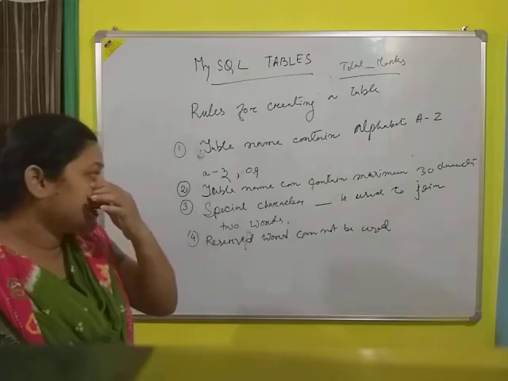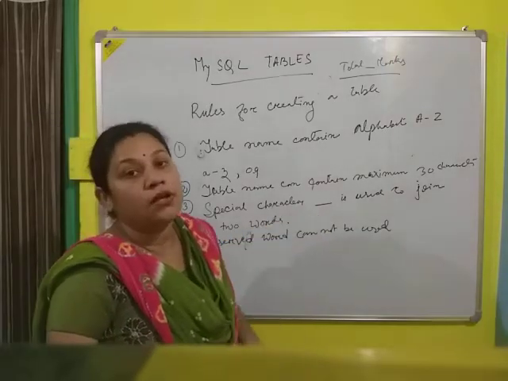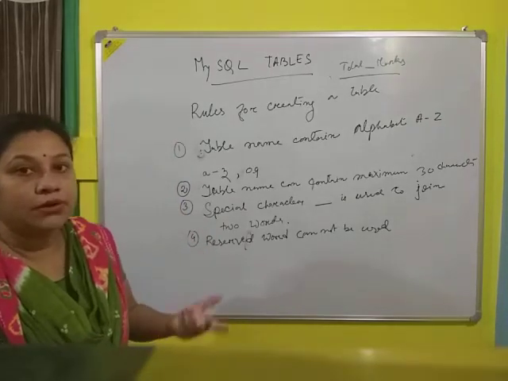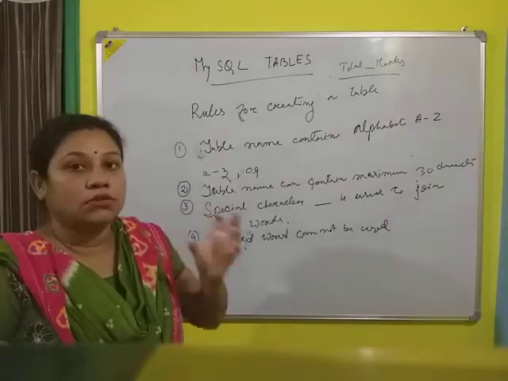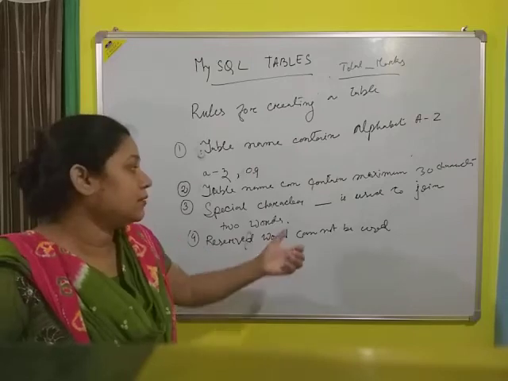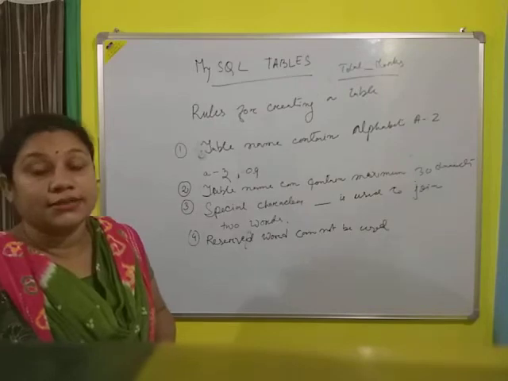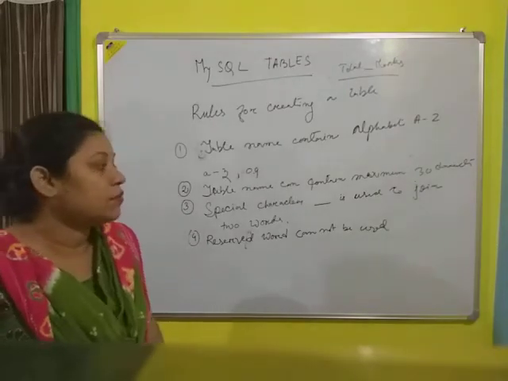After that, the special character underscore, which is used to join two words. So whenever you are going to create a table name and you want to combine two words together, then you can use this special operator. This is known as underscore.